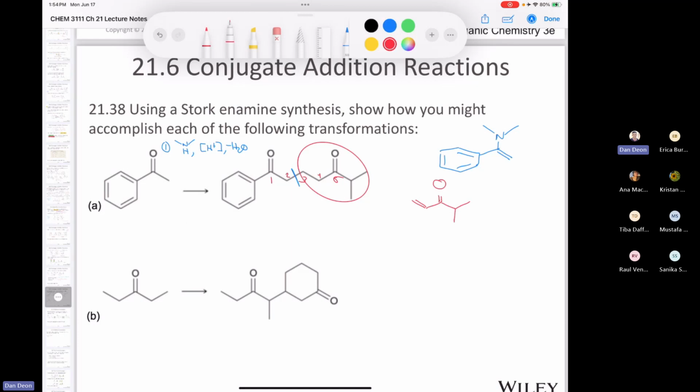So we'll scribble that down too. So I'll put here step 2. It's going to be put our Michael acceptor in like that. In step 3, hydrolyze the whole thing with H3O plus like that. There you go. You're done.